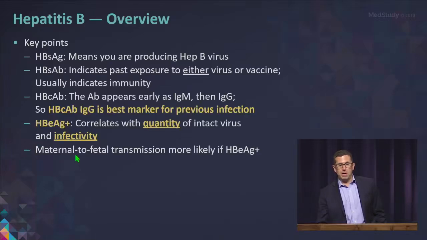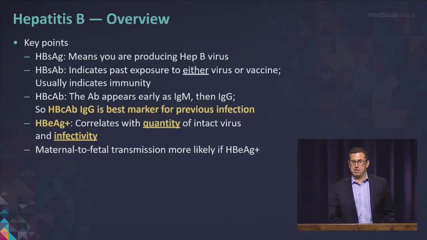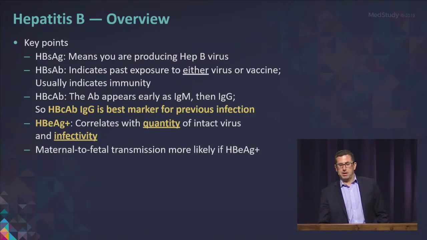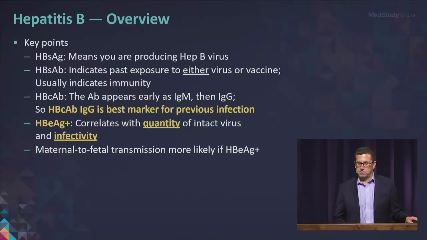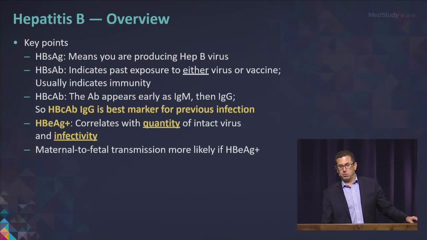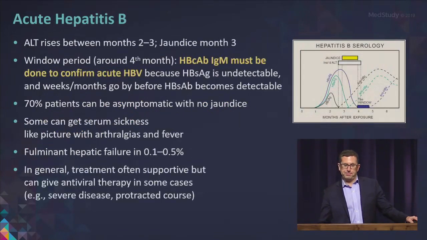Hepatitis B core antibody means that you have been exposed to wild type virus. This will not increase if you've been exposed to a vaccine. It could be seen early on as IgM during an acute hepatitis B exposure, and then it will become an IgG-based antibody. Hepatitis B e antigen correlates with quantity of intact virus and infectivity. So hepatitis B e antigen means that there's more virus around and you're more likely to infect others. Maternal to fetal transmission is more likely if you're Hep B e antigen positive.